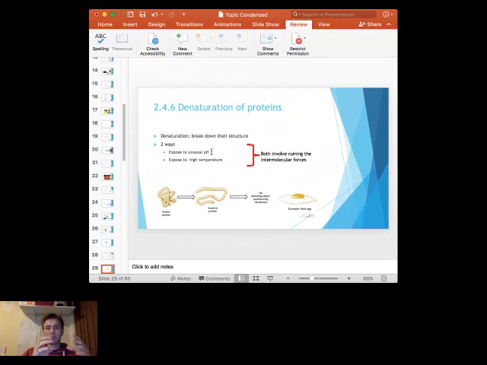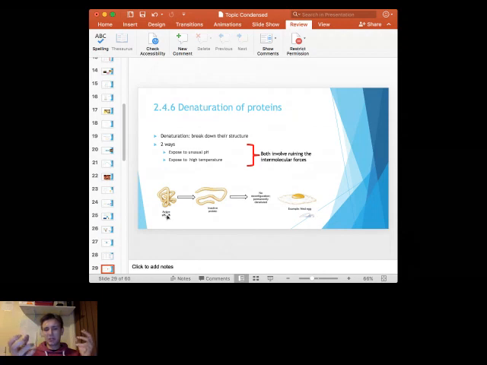Similarly, if you expose proteins to high temperatures, the molecules in the protein will start to move more and more and more, right? That's the definition of temperature. And so as that happens, the bonds that exist between the amino acids are going to have a harder time holding this structure together. And so eventually the protein falls apart.